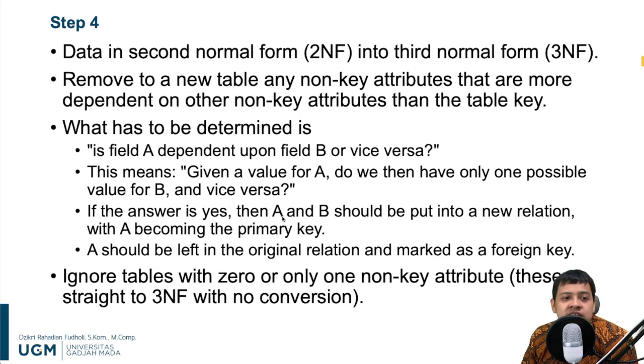If the answer is yes, then A and B should be put into a new relation, with A becoming the primary key. A should be left in the original relation marked as foreign key. We also ignore tables with 0 or only 1 non-key attributes. These go straight to 3NF without any conversion.